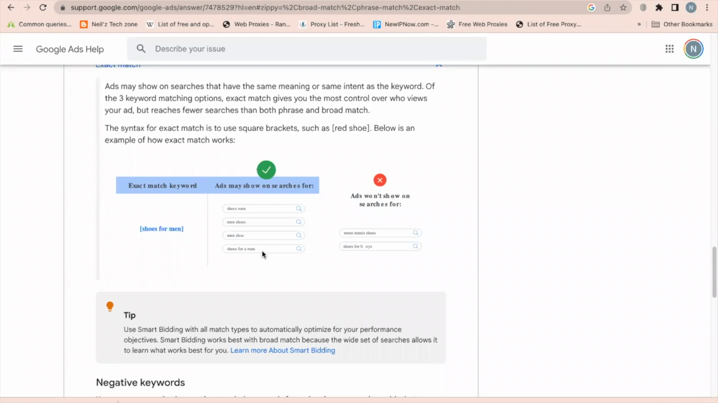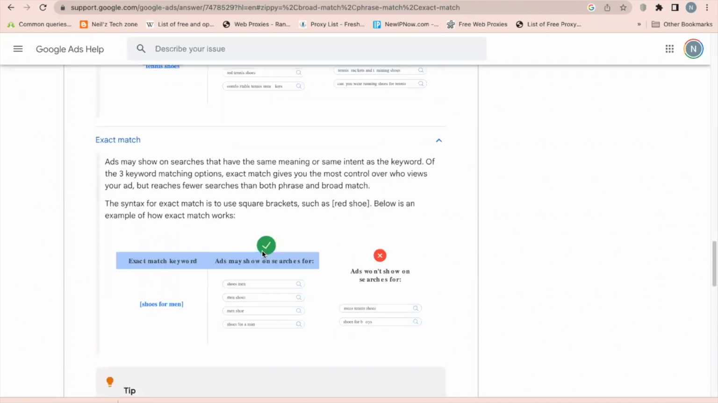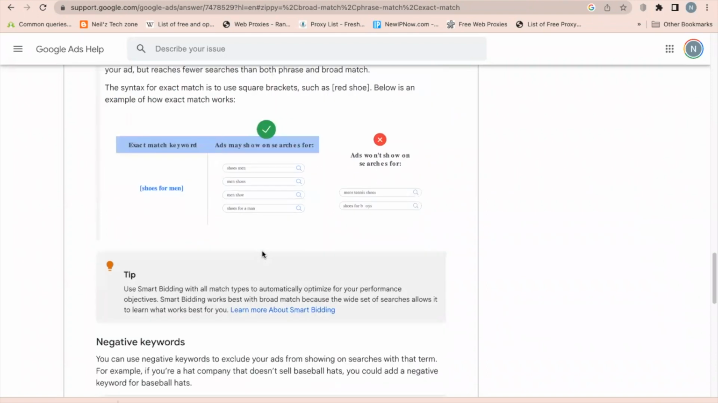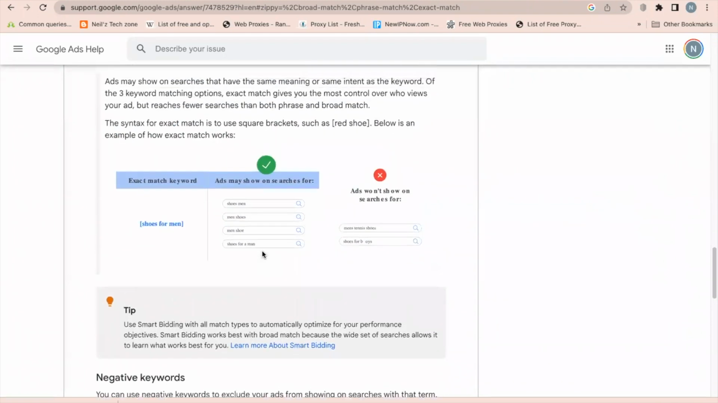Again, in exact match also, the sequence of the words can be changed. Men shoes, shoe for man: men is coming first, shoe is coming afterwards. That can change.